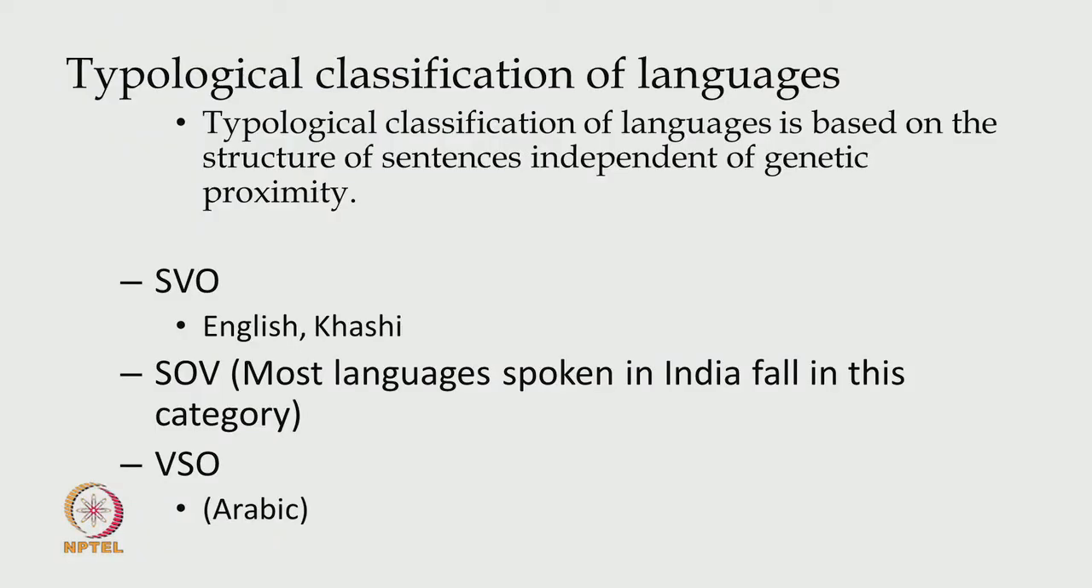However, one language spoken in Garo Hills of Meghalaya named Khasi is like English, as it happens to be a verb medial language where the verb occurs in the middle of the sentence. And then languages like Arabic are verb initial languages. Position of verb is very important in classifying languages in typological lines depending upon the structure of sentences.